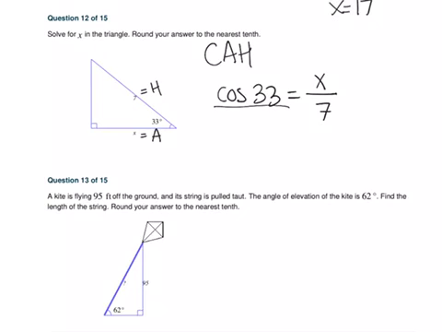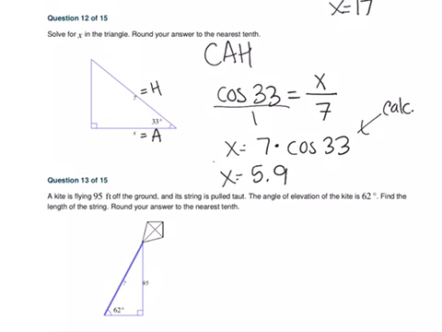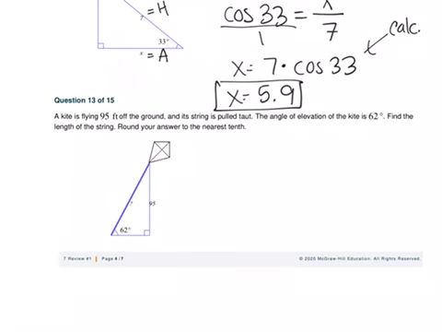Remember, put this over 1 and cross multiply. So we have x equals 7 times the cosine of 33. And then this is the calculator. We're going to punch in 7 times cosine 33, hit enter, and our final answer is 5.9. Done. The next one is the same exact thing, and it also involves the calculator and a trig function.